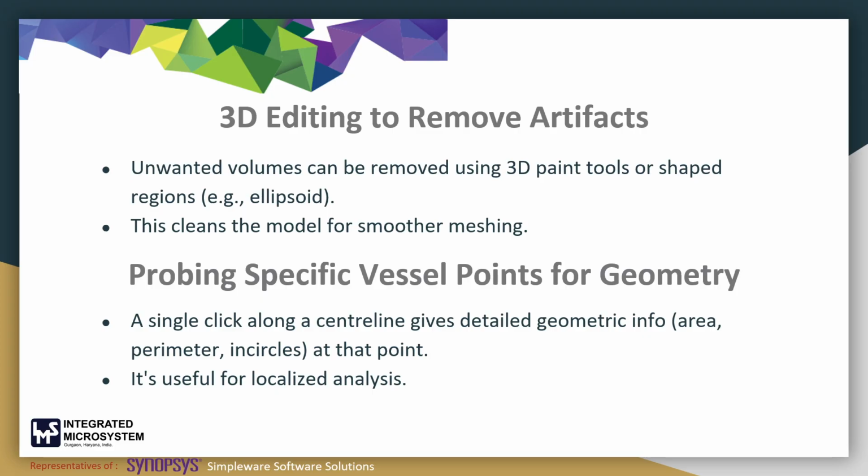Probing specific vessel points for geometry. A single click along a centerline gives detailed geometry information, area, perimeter, and circles at the point. It's useful for localized analysis.